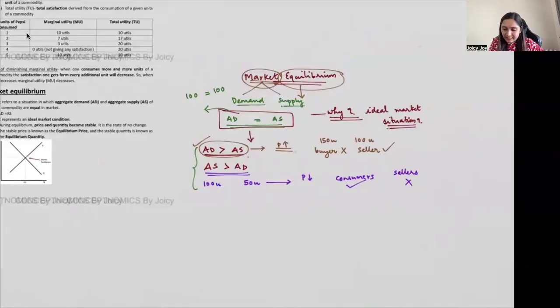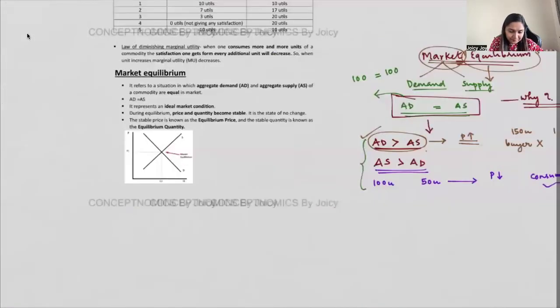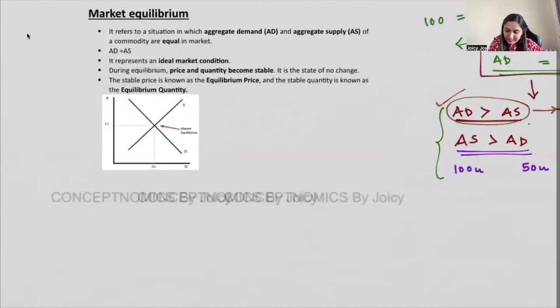Okay, with that understanding, let us come to market equilibrium. Market equilibrium refers to a situation in which the aggregate demand and the aggregate supply of a commodity or the market are equal. That is AD equals AS, aggregate demand equals aggregate supply. It represents an ideal market condition. We have already explained why it is an ideal market condition.